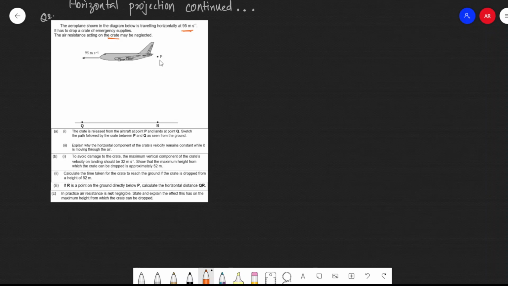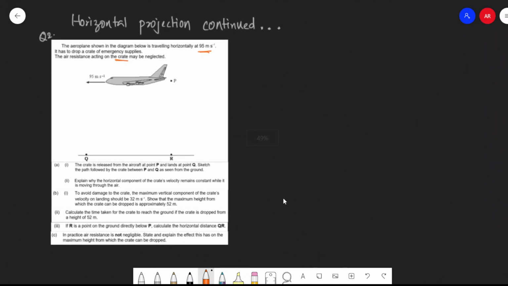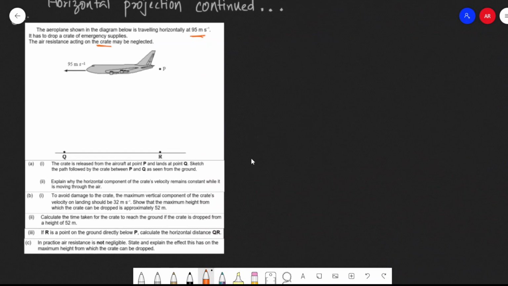And this is the point P from where the crate has been released. The crate is released from the aircraft at point P and lands at point Q. Sketch the path followed by the crate between P and Q as seen from the diagram. Because it had some horizontal velocity when being released from the aircraft, the crate will still have that horizontal velocity, and this is why it is going to follow this trajectory, which is a parabolic path. So this is where the crate is likely to hit the ground.